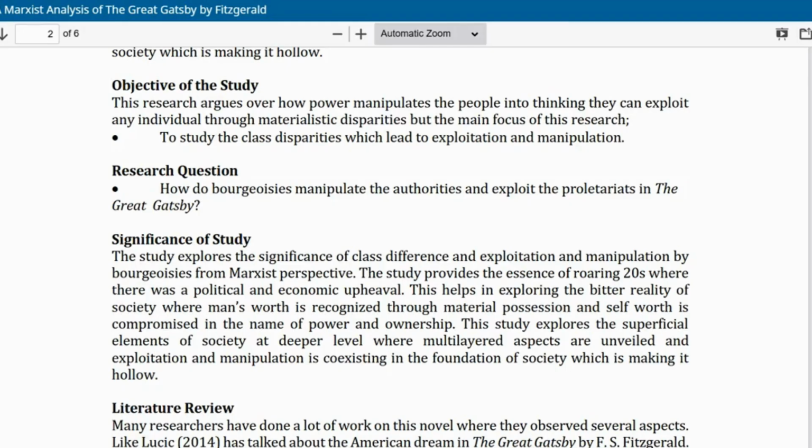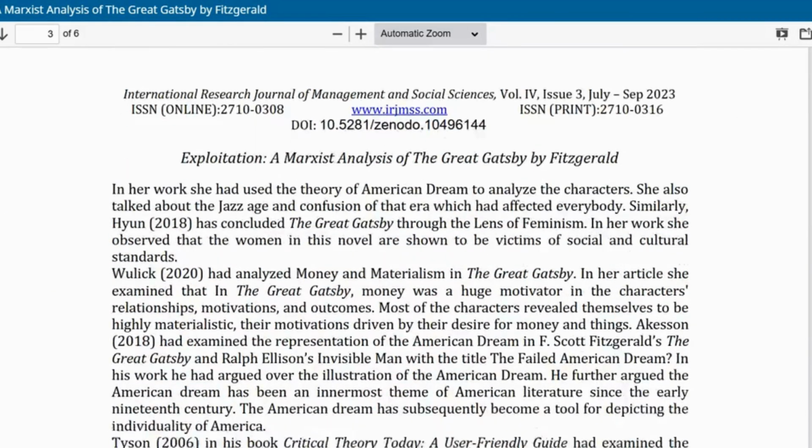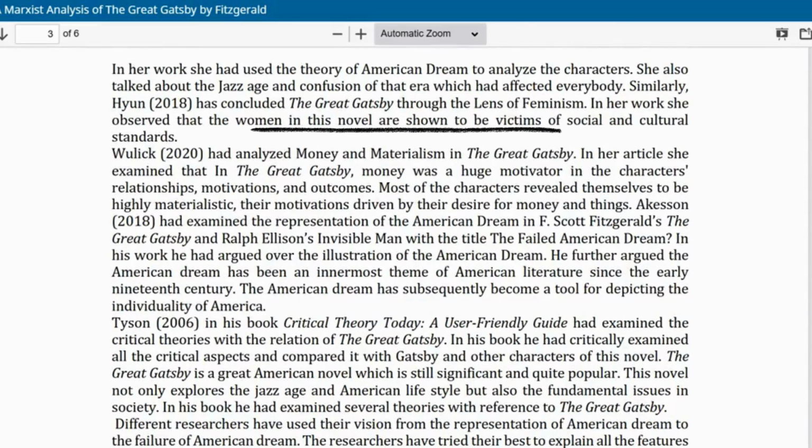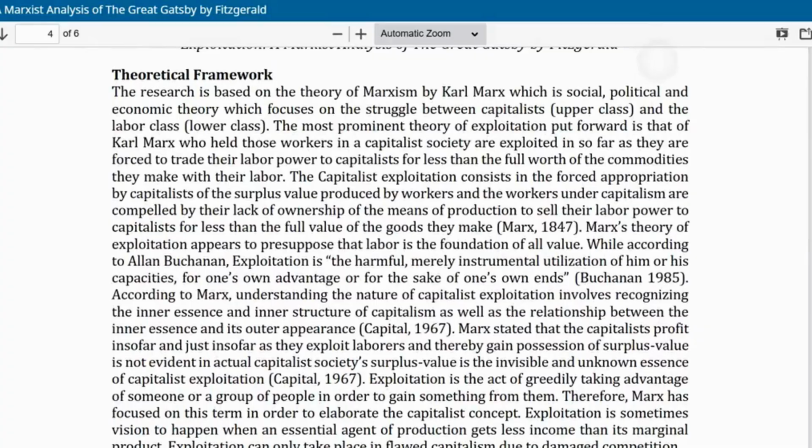In the literature review, the article summarizes earlier studies on the novel such as research on the American dream, feminism, and materialism. The authors state that previous studies did not fully examine class manipulation and exploitation, which creates a gap for their research. In the theoretical framework, they clearly define Marxism as a social, political, and economic theory about conflict between capitalists and workers and explain concepts such as exploitation, surplus value, and class struggle.